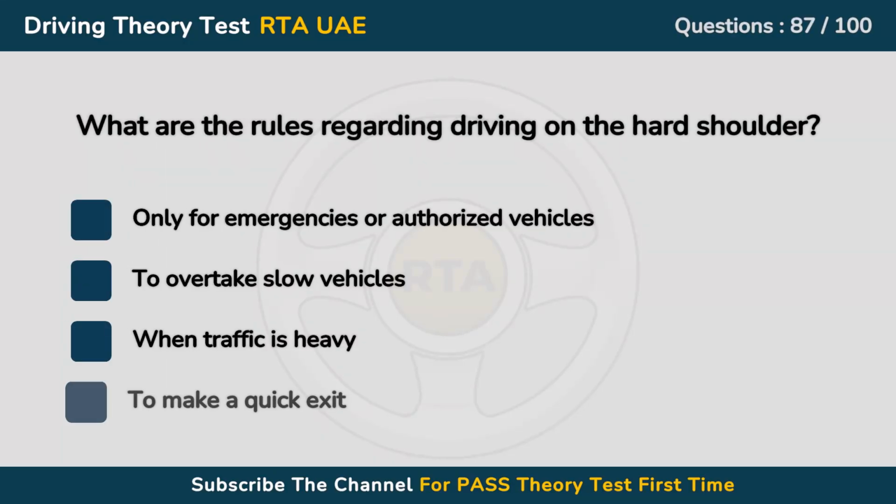Question 87. What are the rules regarding driving on the hard shoulder? A. Only for emergencies or authorized vehicles. B. To overtake slow vehicles. C. When traffic is heavy. D. To make a quick exit.